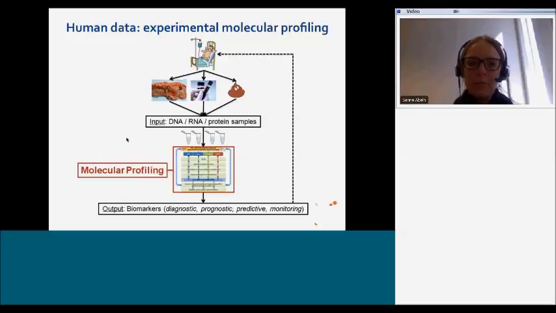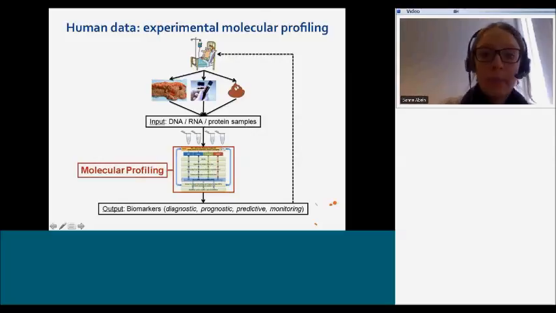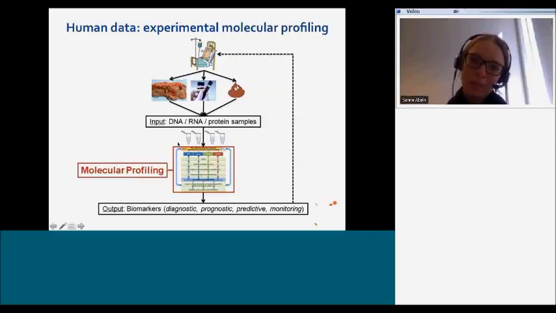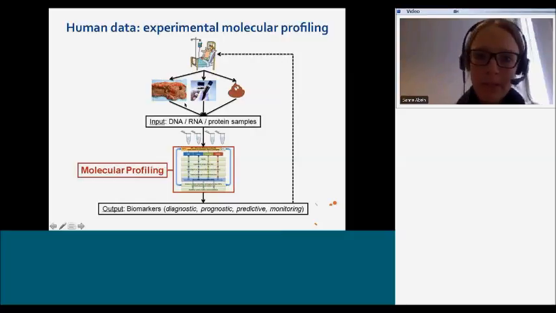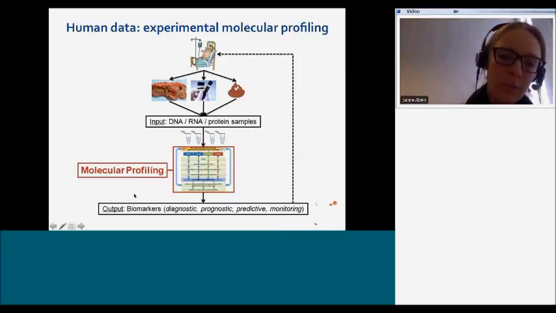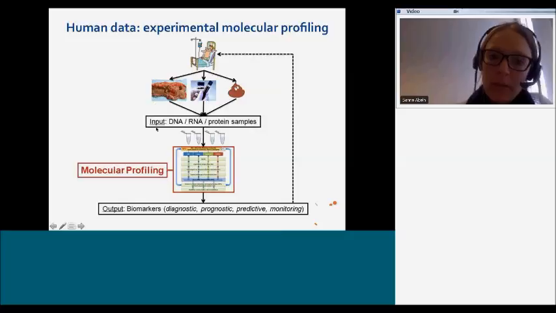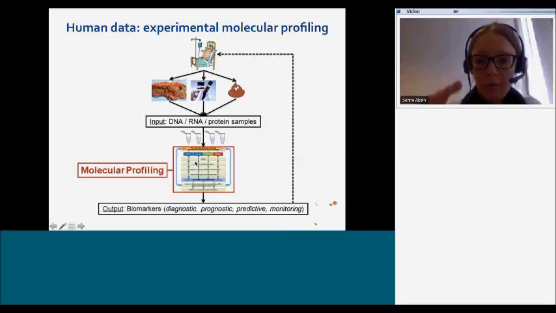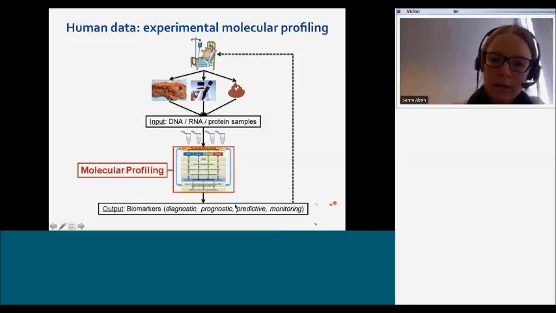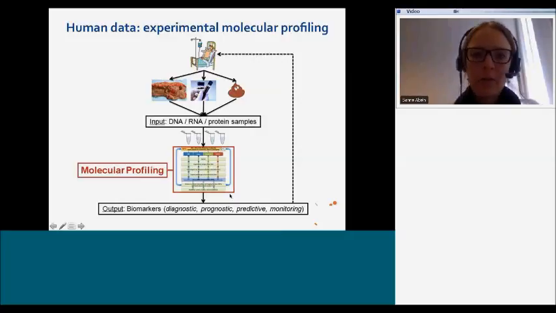Right. So what do we actually want to do with this human data? Typically, in the end, we are trying to make people better. More specifically, we're looking for biomarkers within the samples that can have a diagnostic, prognostic, or predictive value. So what we usually do is, from the patient, we take some kind of sample, then we use a molecular profiling technique on the samples. We do a lot of analysis, and then we try to get out biomarkers that have these diagnostic or prognostic values.